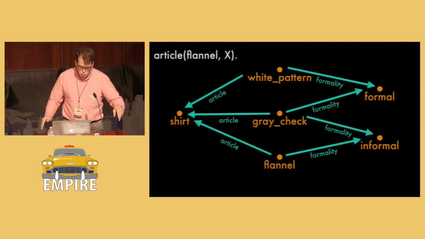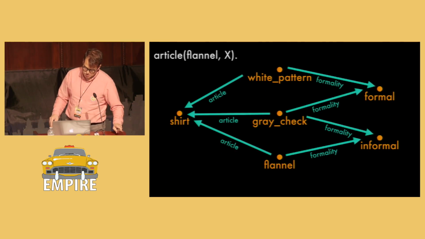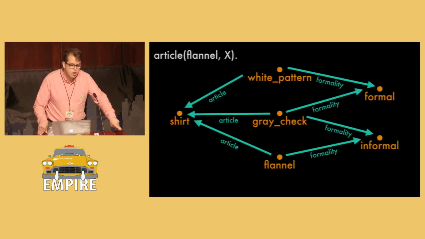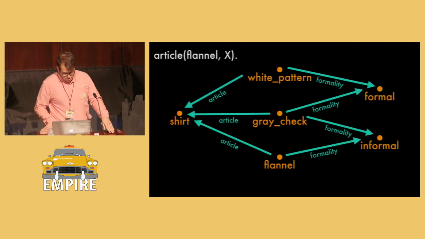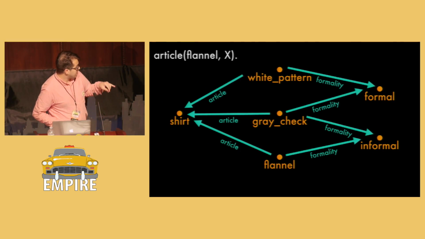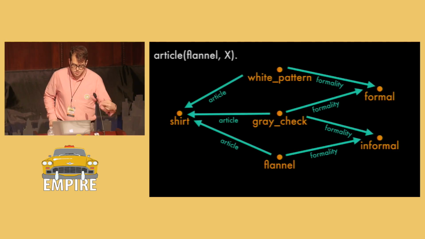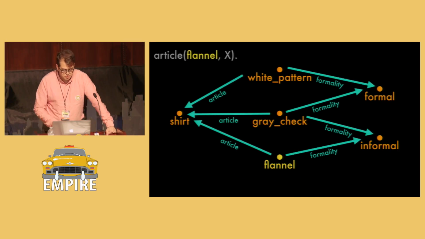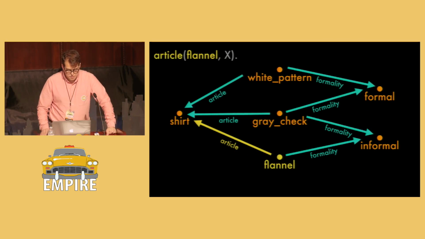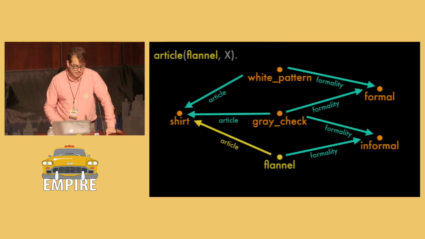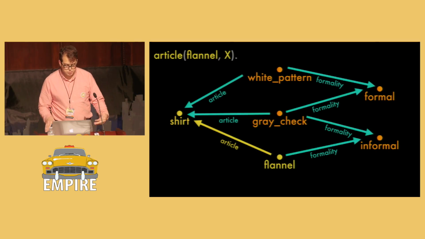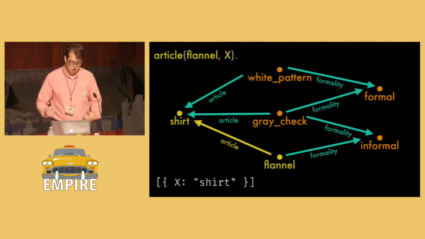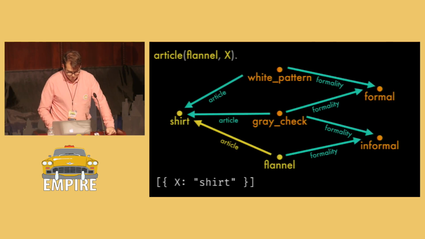Now, we can ask questions about this graph and its relationships. For example, what article of clothing is the flannel? We write the queries in the top left here in a fill-in-the-blank style. The uppercase X is a variable, so for what values of X does this relationship exist? So how do we answer this? Well, we know where the flannel is, and we look for the article relationships that the flannel has. Here's the one we found. So we have this article relationship between flannel and shirt, and therefore our result is X is shirt.